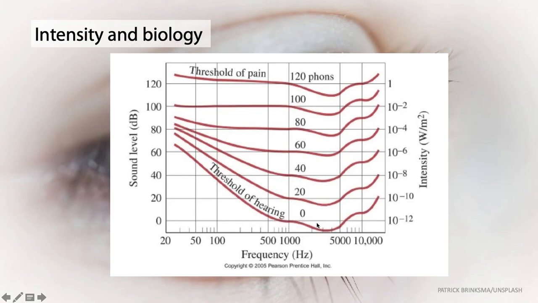The dip here, the lower part, is actually the most sensitive, and that's approximately 2000, 3000 hertz, which is about the frequency of human speech. So your ears have evolved to make most use of the kind of sounds that you're most likely to hear.